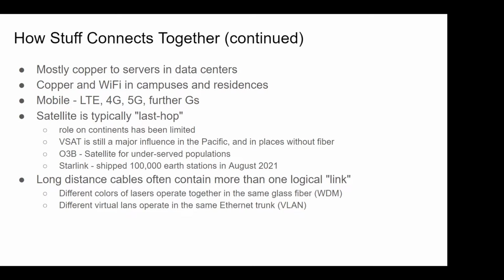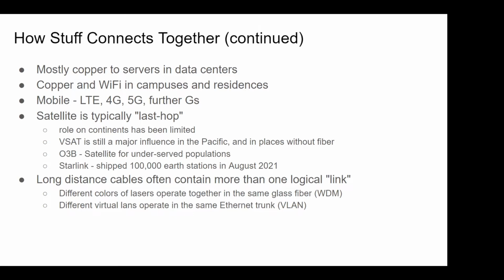Mobile is, of course, big. There's LTE, 4G, 5G, further Gs. Satellite enjoys this interesting mythology in the scripts of movies. There's always a Jeff Goldblum character who's trying to do something to satellites to affect cell telephone service, and it just doesn't work that way. Satellite is actually very limited on continents, although people have DirecTV, Dish Network, internet that they get. VSAT, very small aperture terminal satellite stuff, is still a very major influence in the Pacific because there are like 100 populated places on Pacific Islands where they don't have any fiber.